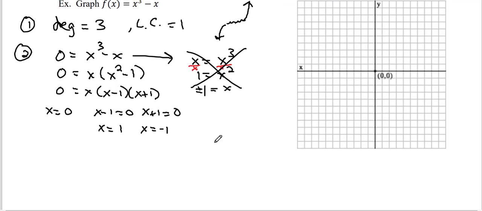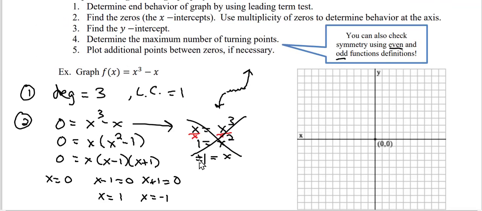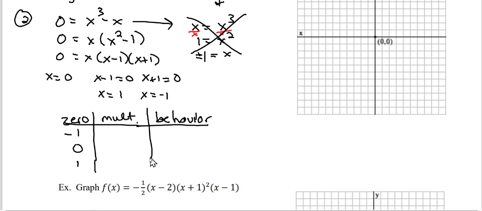We have 3 zeros here. X equals 0. Let me actually just organize these in a table to help us. I'm going to put them in order, -1, 0, and 1. Let's talk about the multiplicity of each because we care about that because it tells us the behavior. So we are still on step 2 listed above there.